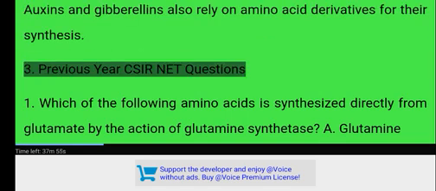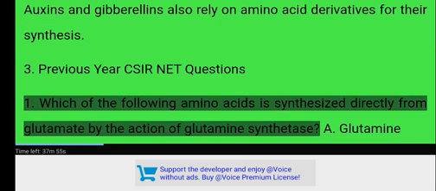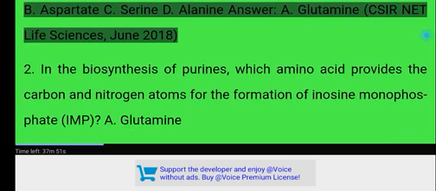3. Previous year CSIR NET questions. 1. Which of the following amino acids is synthesized directly from glutamate by the action of glutamine synthetase? A. Glutamine. B. Aspartate. C. Serine. D. Alanine. Answer: A, glutamine. CSIR NET Life Sciences, June 2018.